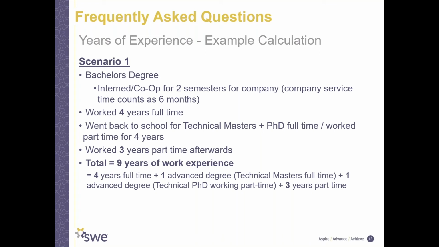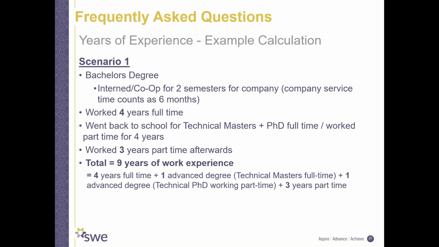We've got some examples here. So the first scenario, you graduate with a bachelor's degree. During that time, you intern or co-op for 2 semesters, and your company service time counts that as 6 months. You've worked for 4 years full-time after graduation, went back to school for a technical master's and technical PhD full-time while working part-time for 4 years, and you worked 3 years part-time after graduation. So this totals up to 9 years of work experience.